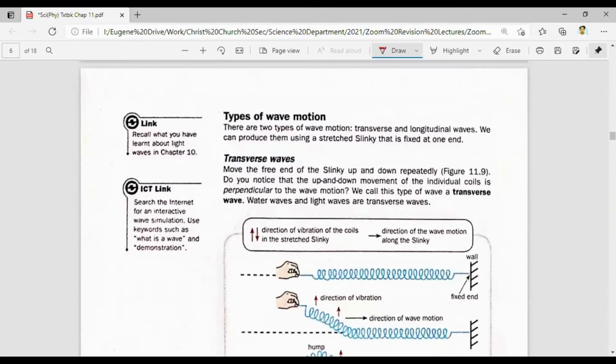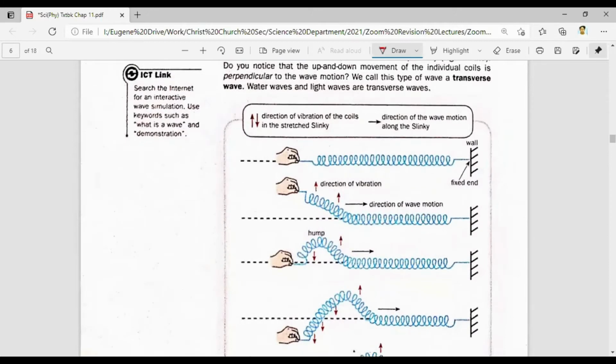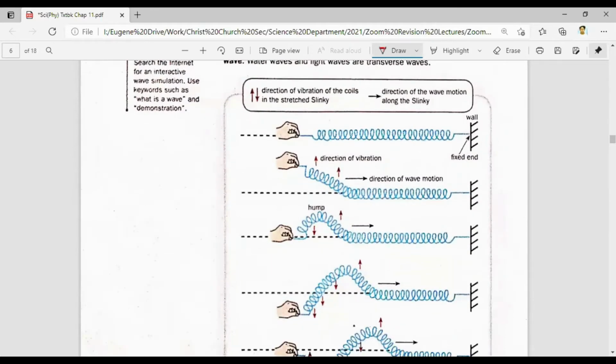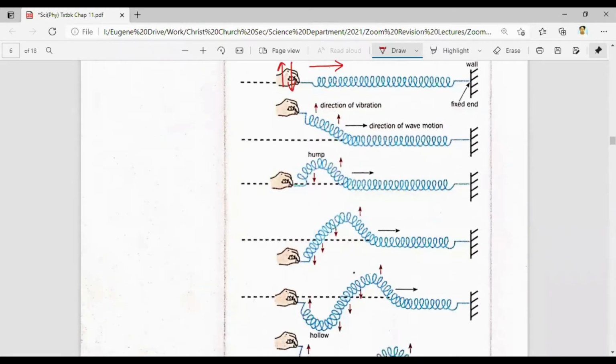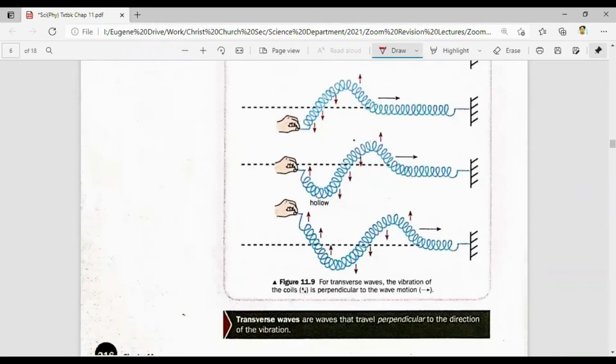Next, types of wave motion. In your syllabus, there's the transverse wave and the longitudinal wave. So how does a transverse wave look? Typically, let's look at this example here. What you are seeing is that the hand is going up and down, whereas the wave is moving from the left to the right. The wave is consistently going to the right, but the vibration, the particles, are actually moving up and down.